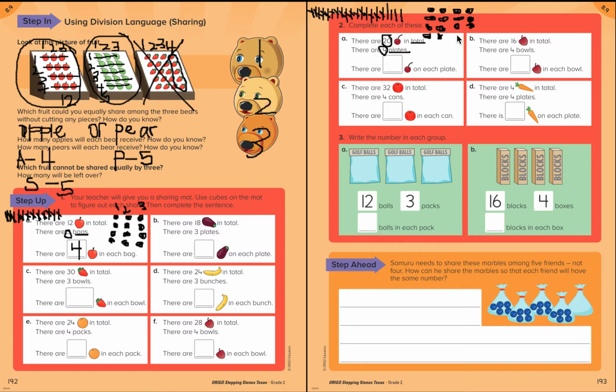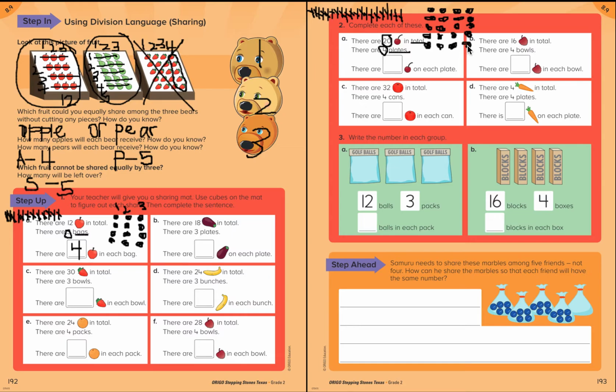2, 3, 4. Now let's see how many I have left. 1, 2, 3, 4. Perfect. So I'm going to cross off those 4. I'm going to add them to my array. 1, 2, 3, 4.